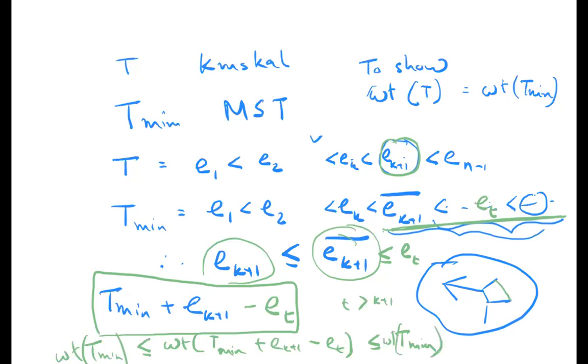So that means this graph is another minimum spanning tree. Is this idea clear?